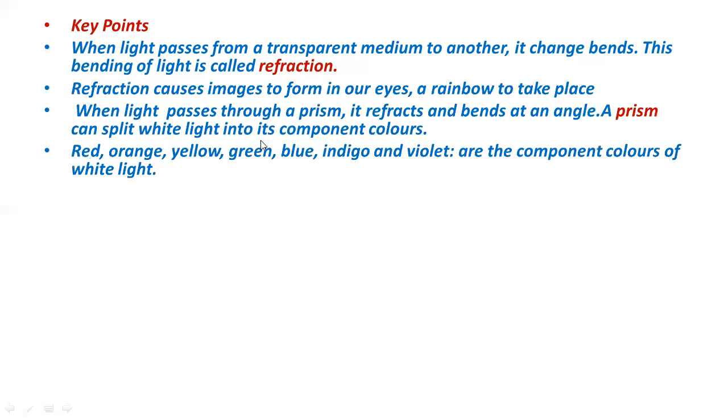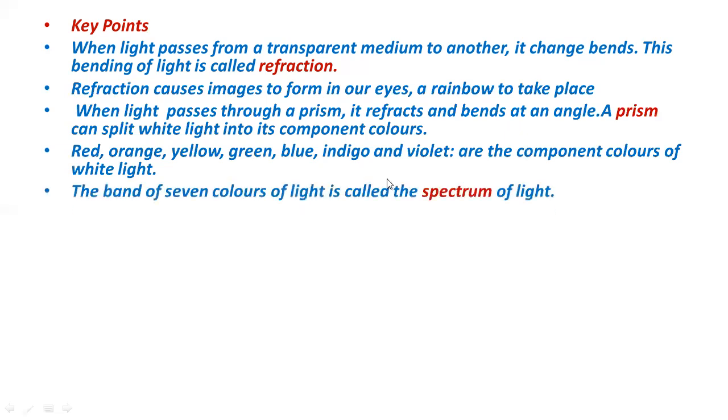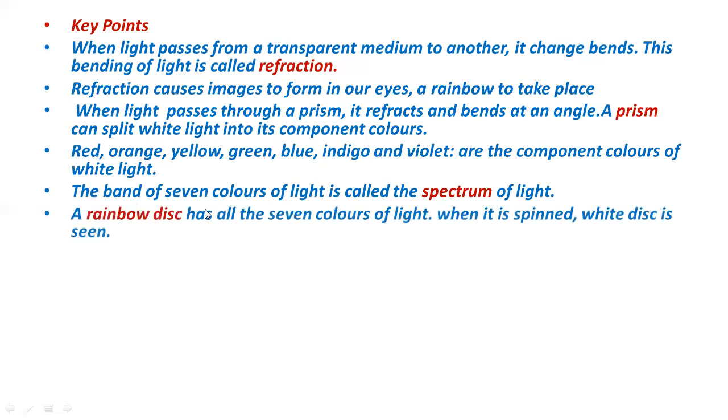Red, orange, yellow, green, blue, indigo, and violet, as I told you, are the component colors of white light. The band of 7 colors of light is called the spectrum of light. All the 7 colors form a band, and that band is called a spectrum. A rainbow disk has all the 7 colors of light. When it is spun, a white disk is seen.